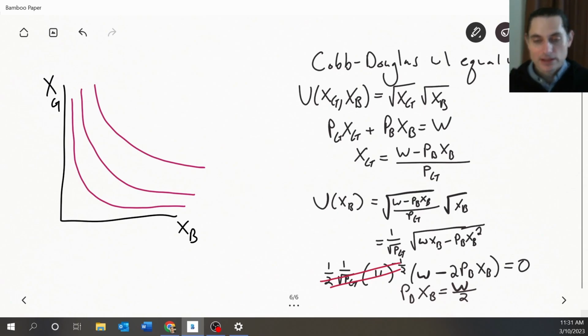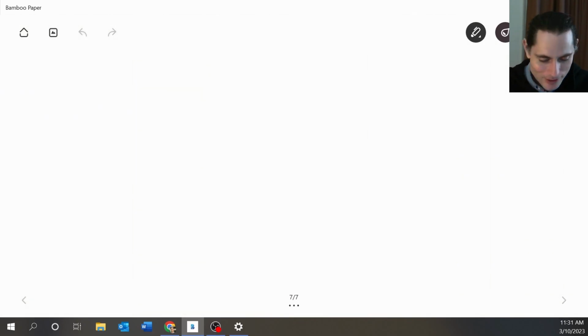So that says the amount that you spend, the expenditures on the good butter, are going to be exactly half of your wages. And then, by symmetry, the expenditures on guns are also going to be exactly half of your wages. Okay, so that's what we wanted to derive. People spend exactly half of their income on the two goods. Okay, so that's what we need here to start talking about this economy.